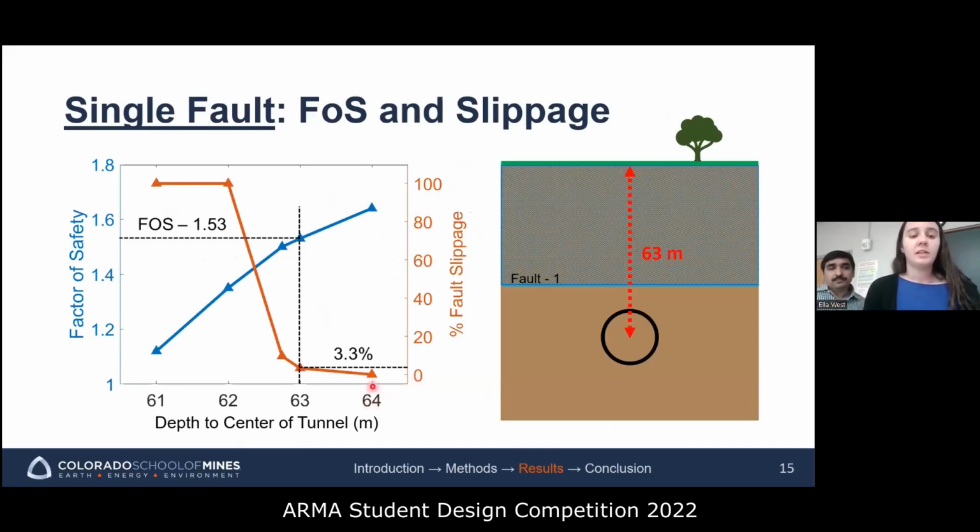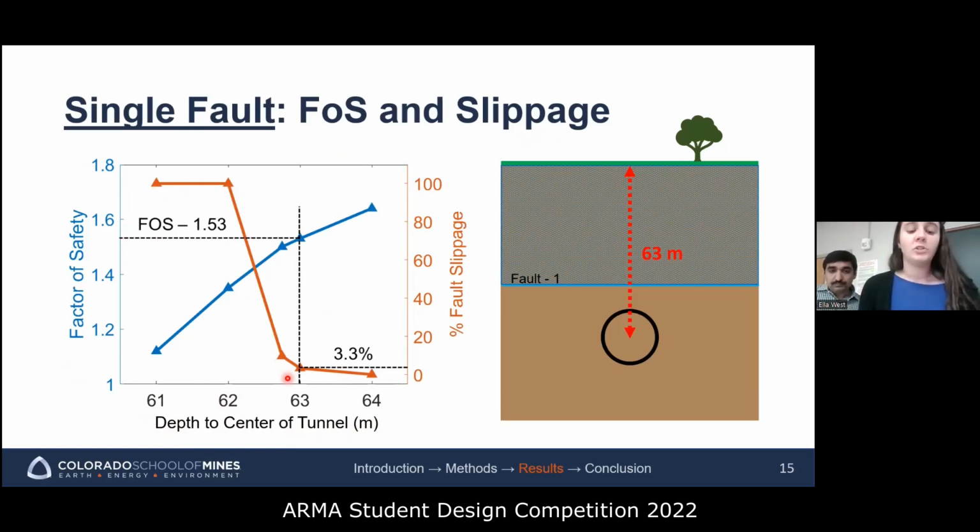So our team calculated both the factor of safety and the percentage of slippage for the single fault case scenario, which is plotted here on the left. You can see from this blue line that as the depth of the tunnel increases, plotted on the x-axis, the model's factor of safety, plotted on the y, also increases. And if you look at the orange line, you can see the reverse trend, where increasing the tunnel depth decreases the percentage of slippage along the fault.